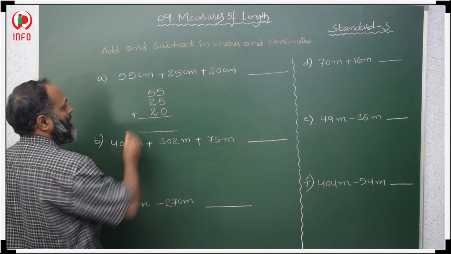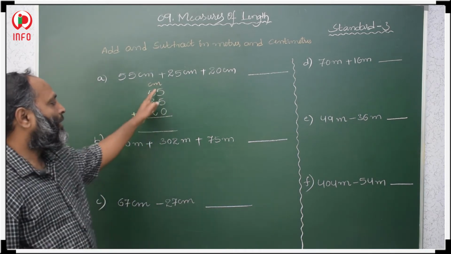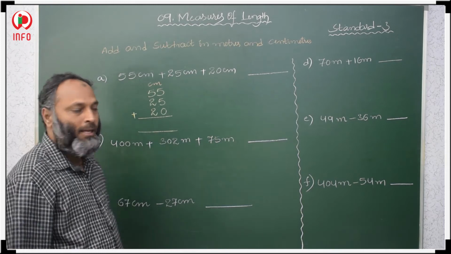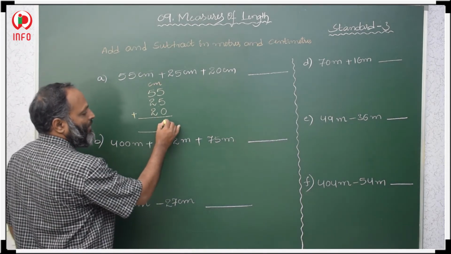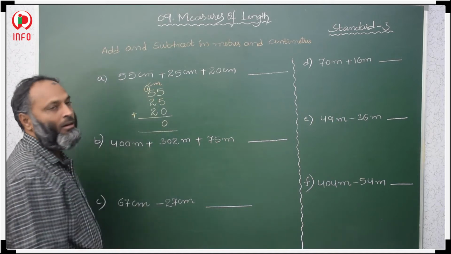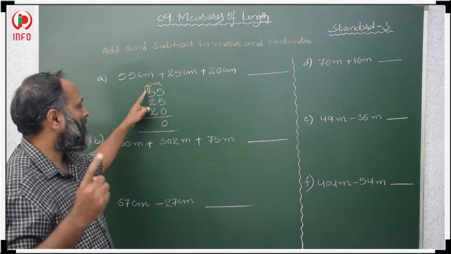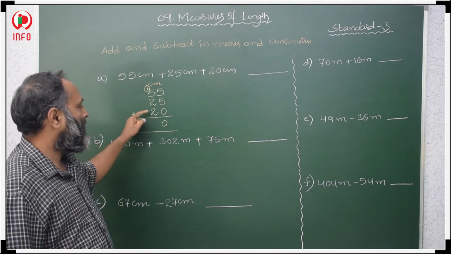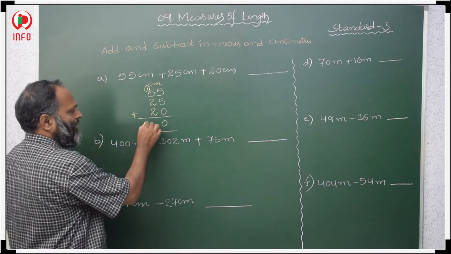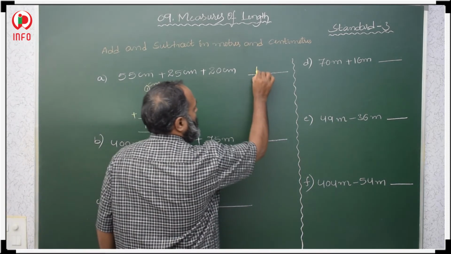These are centimeters. Okay. Now add 5 plus 5, 10, 10 plus 0, 10. 10 means 0 in the 1's place, and we take 1 carry over to the 10's place. 5 plus 1, 6, 6 plus 2, 8, 9, 10. It is 100, total 100 centimeters.